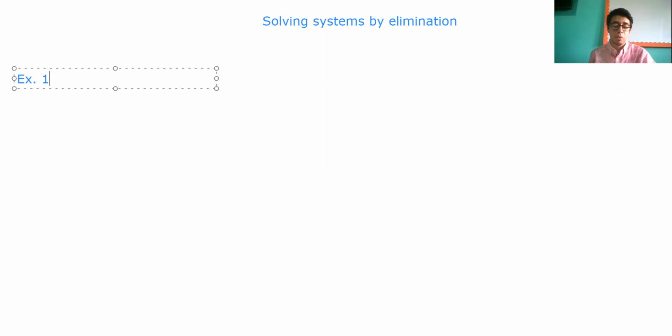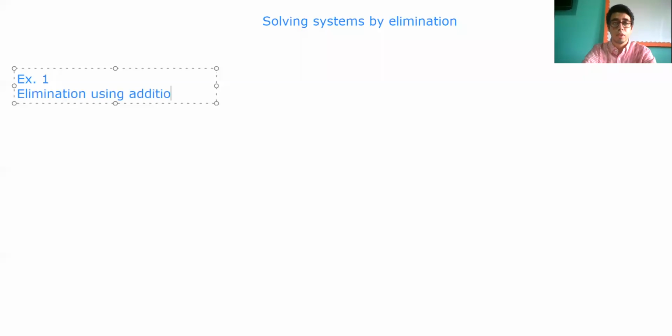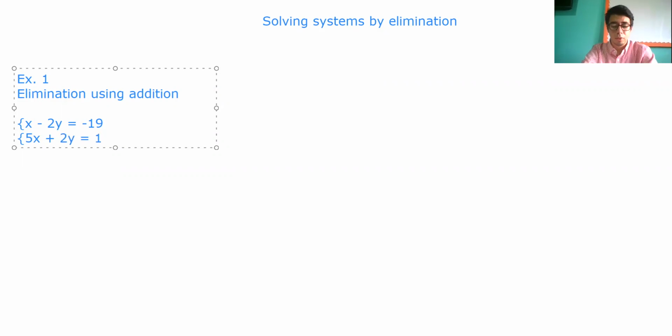So in example one, elimination using addition, we need to solve this system. We have x minus 2y equal negative 19. And for the other one, we have 5x plus 2y equal 1. If I solve this by elimination, what is step one?